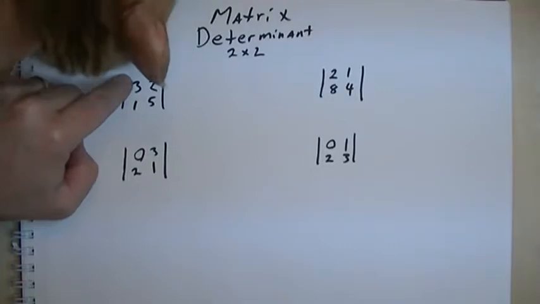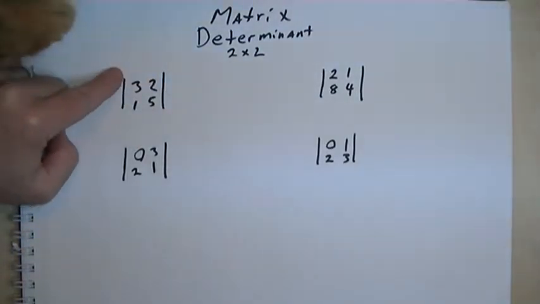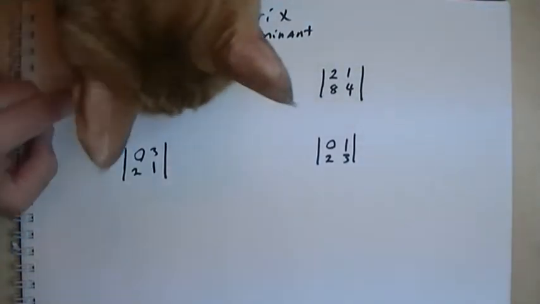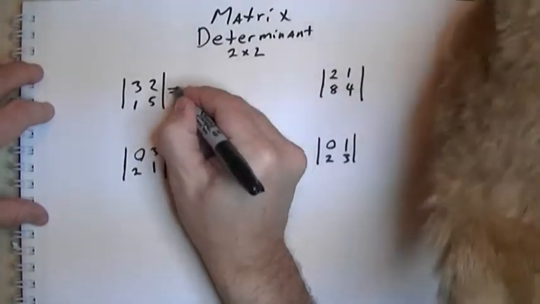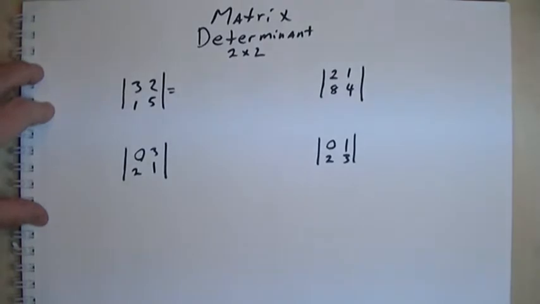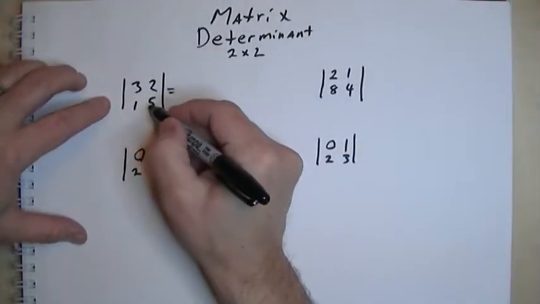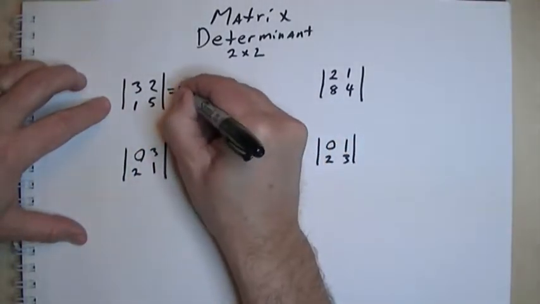So we're going to multiply the main diagonal, the one that starts in the upper left, goes down to the lower right, and we're going to get a number. So let's do this. I'll move the cat out of the way. We'll take 3 times 5 and we'll get 15.